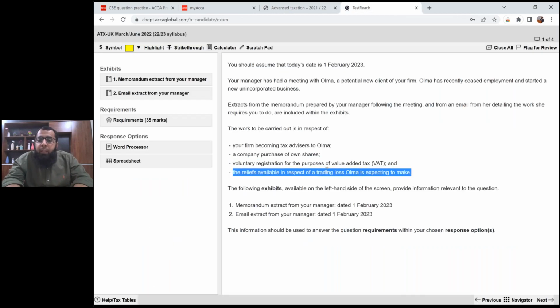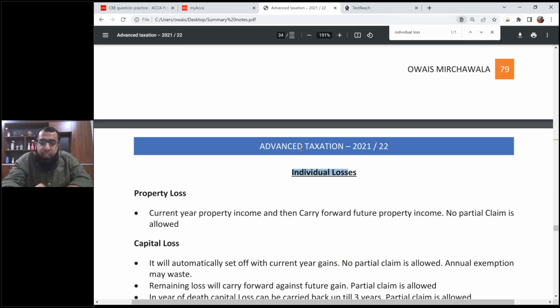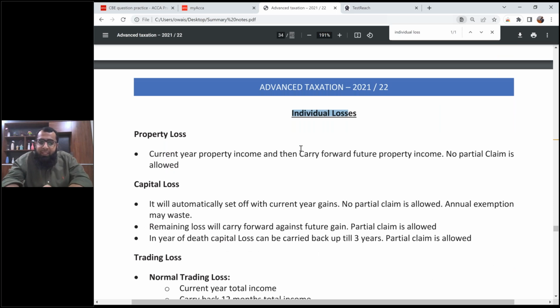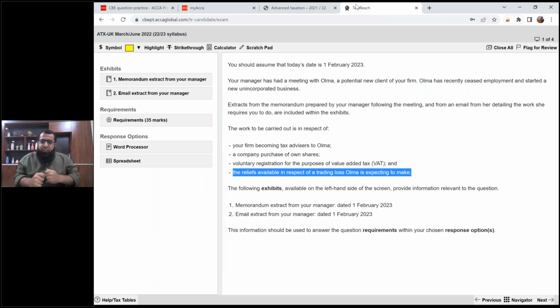The reliefs available in respect of trading loss Alma is expecting to make. So you will go to individual losses and you will just drag to trading losses. So here are individual trading loss because Alma is an individual. So whatever topic you have to use in the question, you can just remember the rule and you can apply the concept.